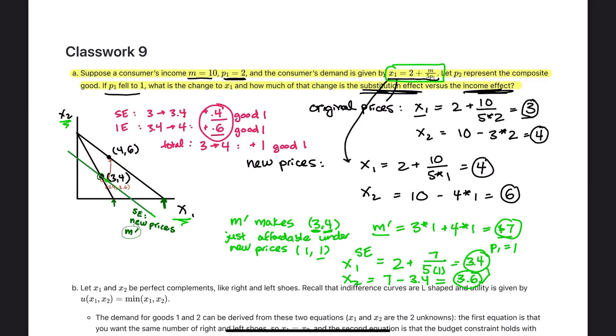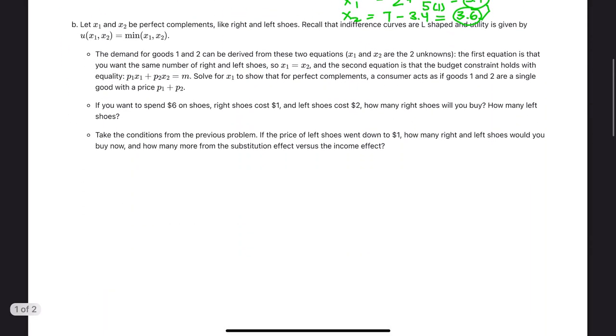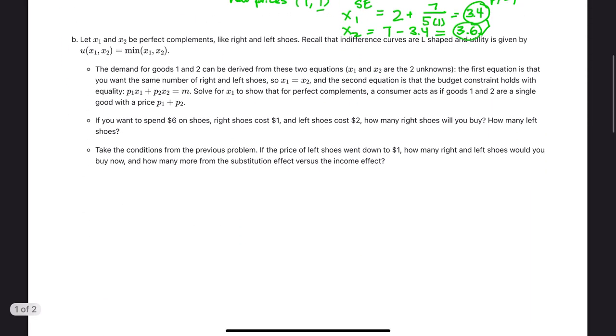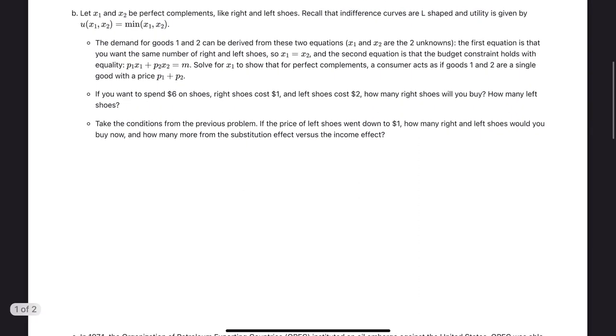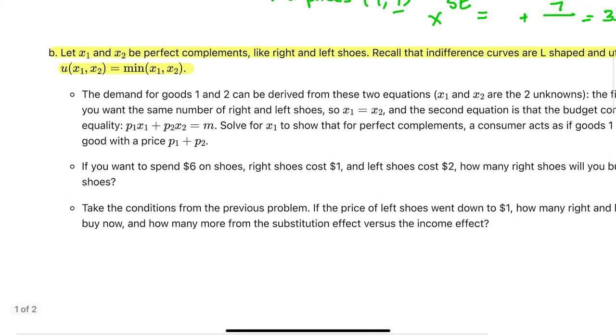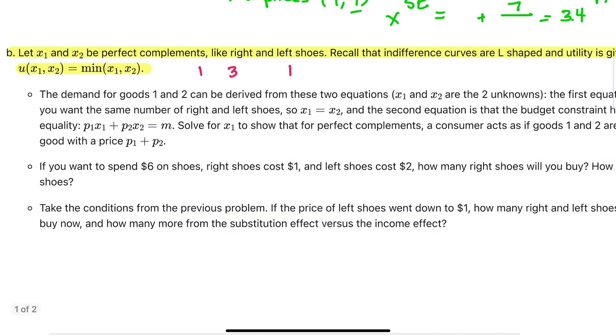Let's move on to question B. Okay. B says, let x1 and x2 be perfect complements like right and left shoes. Recall that indifference curves are L-shaped and utility is given by the minimum of x1 and x2. That is, if you had one right shoe and 3 left shoes, your utility would be 1 because you really only have one pair of shoes.